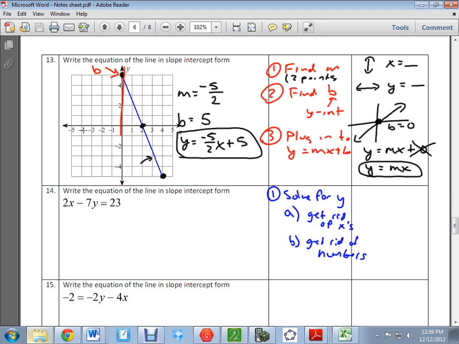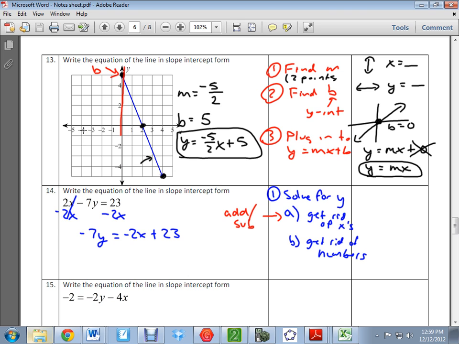That is, if there is an x on the same side as y, you want to get rid of it. If there is a number that is in front of y, you need to get rid of it. So, is there an x that's on the same side? Yes. How do I get rid of the 2x? Subtract 2x. Subtracting 2x will get rid of it. It'll leave me with what equation? Very good. Negative 7y is equal to negative 2x plus 23. This first step, this getting rid of the x's step, is commonly done by adding or subtracting.